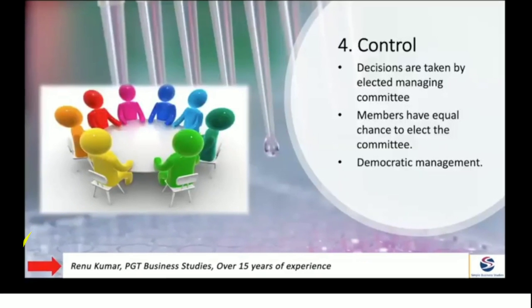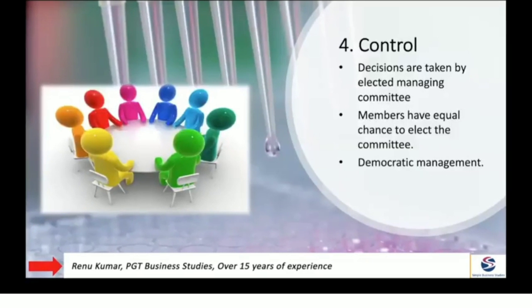The fourth feature of cooperative society is control. Now here how the functions are controlled. Decisions are taken by the elected managing committee. They follow a democratic form of functioning here. जैसे हम अपने कंट्री में एक डेमोक्रेटिक सिस्टम फॉलो करते हैं. वी इलेक्ट आर रिप्रेजेंटेटिव्स, आर चीफ मिनिस्टर, आर प्राइम मिनिस्टर, दे आर ऑल इलेक्टेड बाय जनरल पीपल.